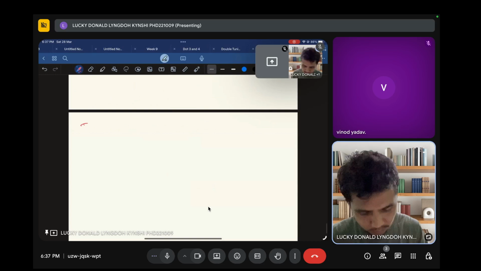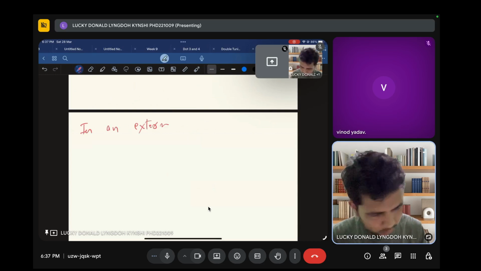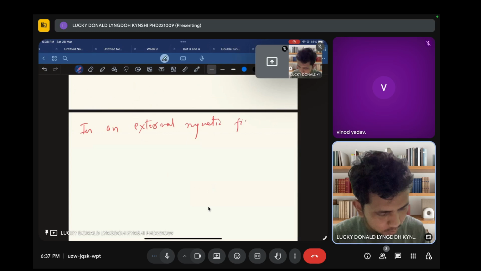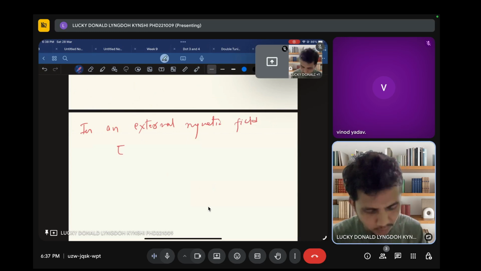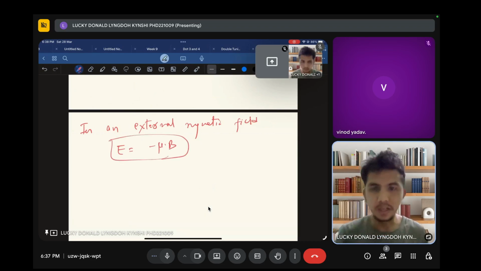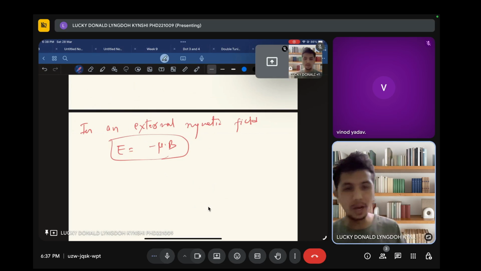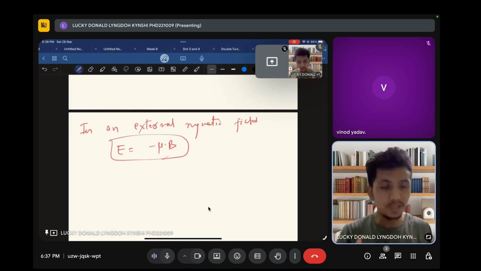So in your external magnetic field, the interaction energy is equal to minus of mu dot B. Okay, so when you place it in an external magnetic field, what happens to your magnetic moments? What happens to the interaction energy?